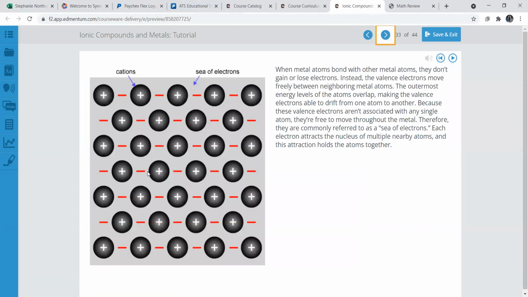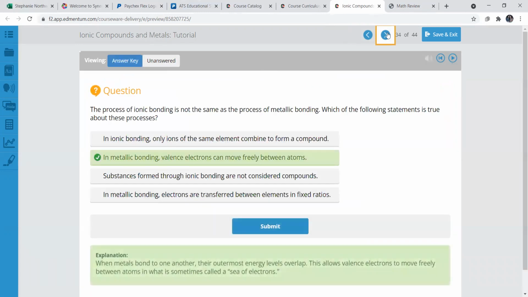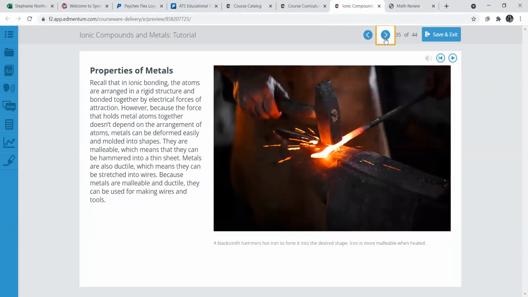Okay, this shows another example with electrons, positive and negative charge. All right, I'll read this one. The process of ionic bonding is not the same as the process of metallic bonding. Which of the following statements is true? Well, in metallic bonding, valence electrons can move freely between atoms. So that is just the main difference with metallic bonding. They move freely.